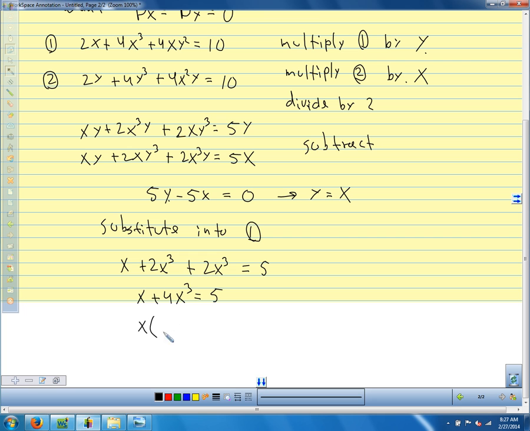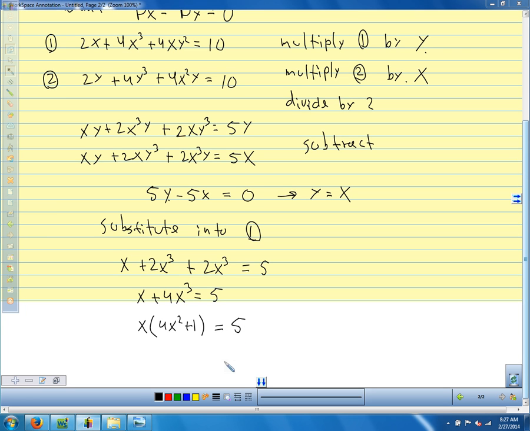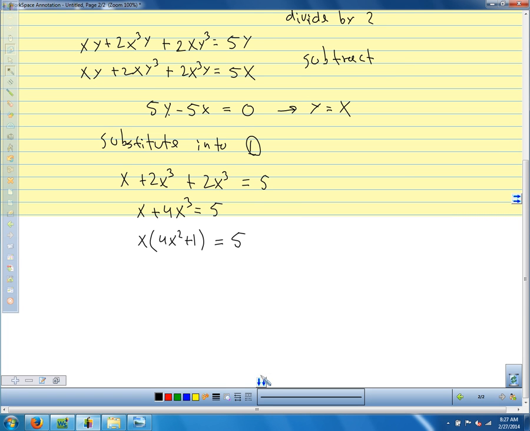I'm going to factor x times 4x squared plus 1 equals 5. And the reason I factored is I'm hoping that we can look at this and pick out a solution without having to solve this equation. Anybody see it? Can we pick out, what we call by inspection, a solution without having to solve the equation? x equals 1. x equals 1 is a solution. So that's a nice solution.